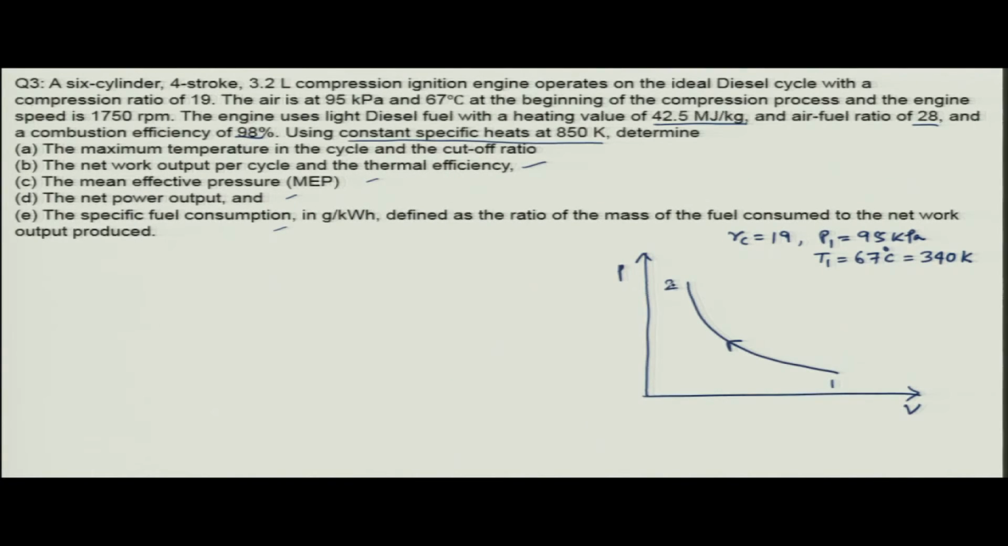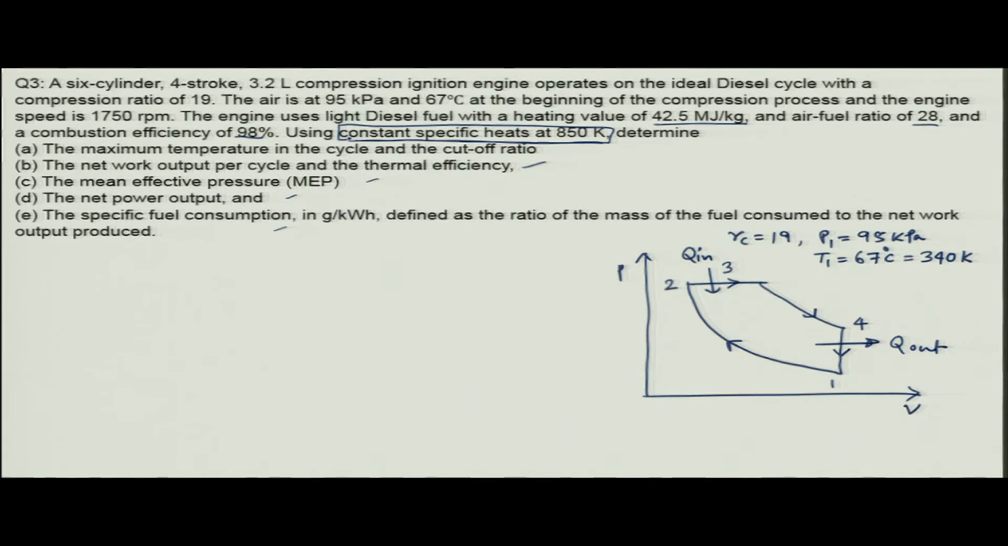So, 1 to 2 is the isentropic compression process, 2 to 3 is the constant pressure heat addition, 3 to 4 is again isentropic expansion, and 4 to 1 is the constant volume heat rejection, right. So, to begin with, we will start with, so we have to now take these properties, that constant specific heat evaluated at 850 Kelvin.